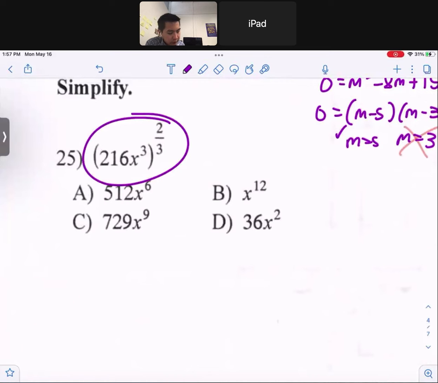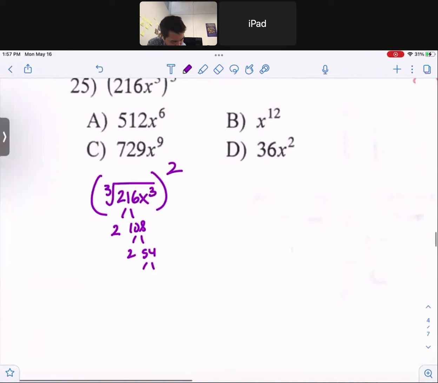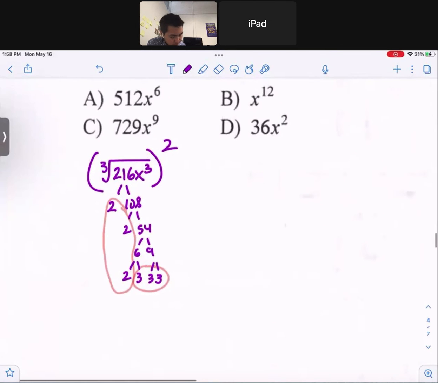25. Okay, so this, you guys, remember, if you have this denominator that is the root of this whole entire thing, and then raise it to the second power. So 3, if we break this into a tree, that's 6 times 36, and this is 36 times 6. Well, okay, if we break that 216 down, 2 times 108, 2 times 54, 6 times 9, 2 times 3, 3 times 3. We're looking for groups of 3, right? There is a group of 3 of 2s, and there's a group of 3 of 3s. So no leftovers, right? So it's just going to be 2 times 3 on the outside.